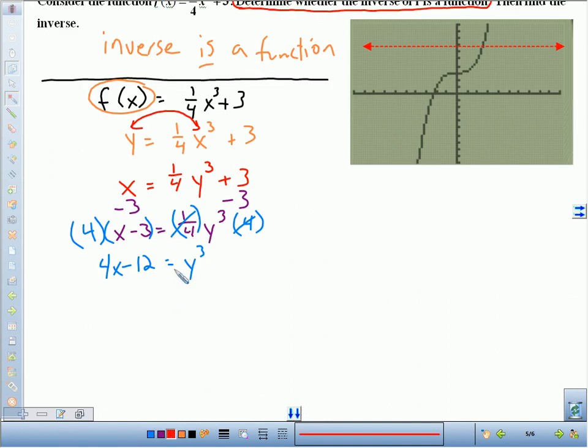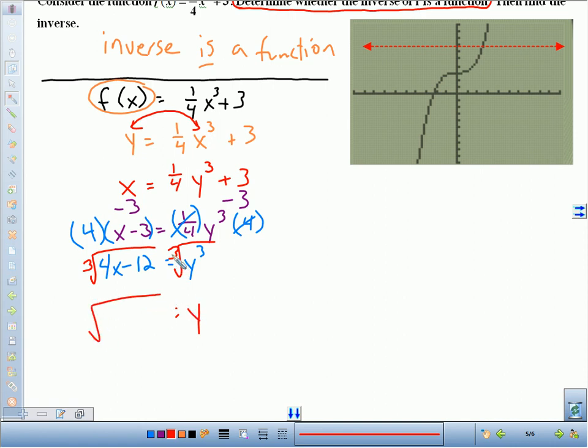Now, the last thing I have to do is take the cube root of both sides. This is y to the third, so the way to undo y to the third is to take the cube root. Now, we haven't seen these before, but it should stand to reason that if the way to undo a squaring is to take the square root, then the way to undo cubing is to take the cube root. We did see cube roots when we were talking about rational exponents. This is basically: what do I multiply 3 times to get y to the third? And what do I multiply 3 times to get 4x minus 12?